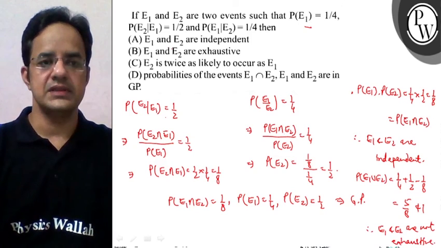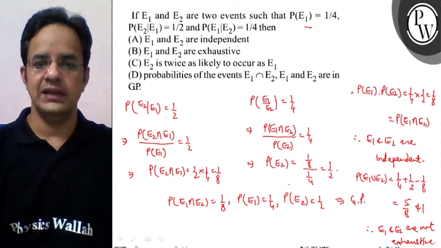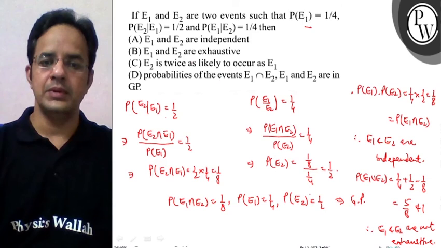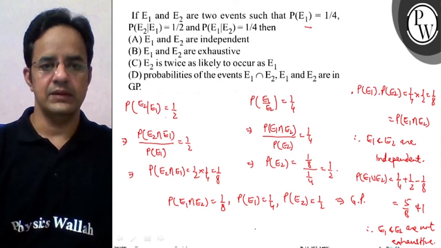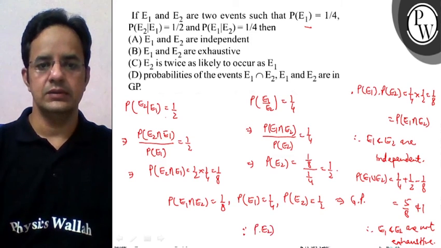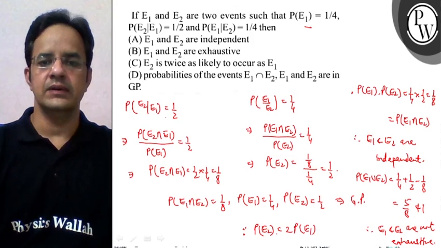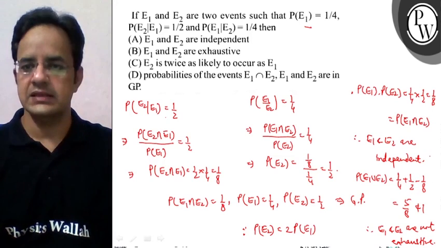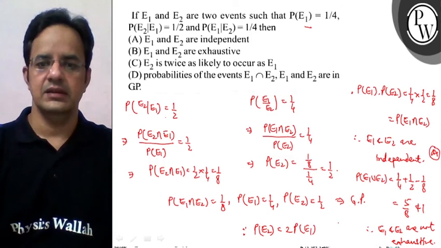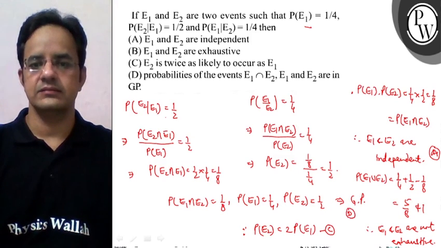And option C says that the probability of E2 is twice that of E1. That is evident from here: the probability of E2 is 1 upon 2 and the probability of E1 is 1 upon 4. Since the probability of E2 is equal to twice the probability of E1, from here we can say that option A is correct, option C is correct, and option D is correct.